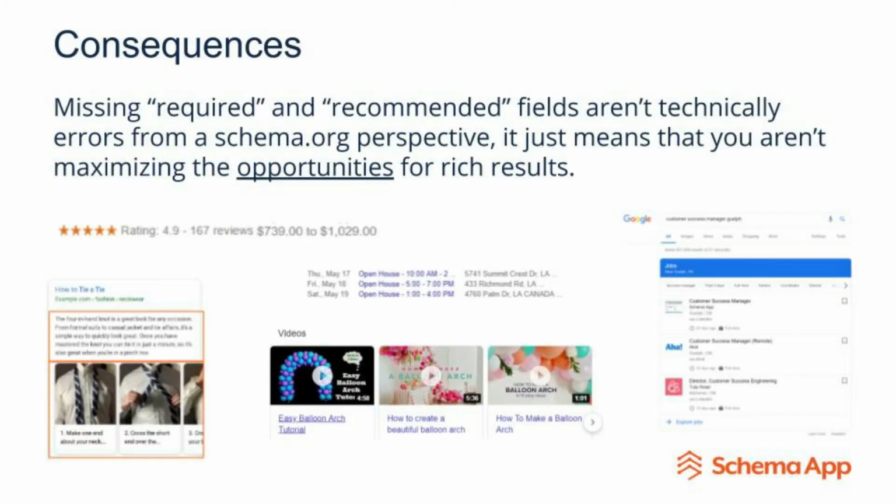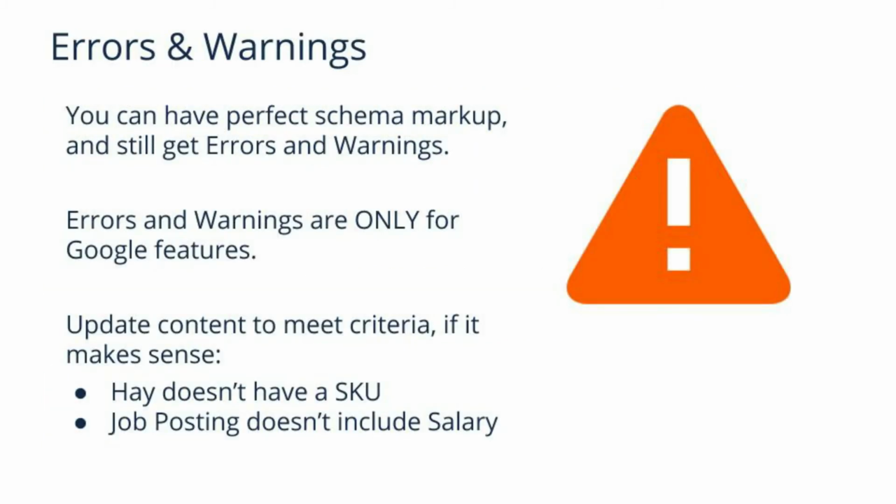While the Google errors and warnings mean that your eligibility for rich results could be at risk, it doesn't actually mean that there's anything technically wrong with the way you've written your structured data. Missing required and recommended fields aren't errors from a Schema.org perspective. In fact, in some cases, you can have perfectly good schema markup and still get errors and warnings.